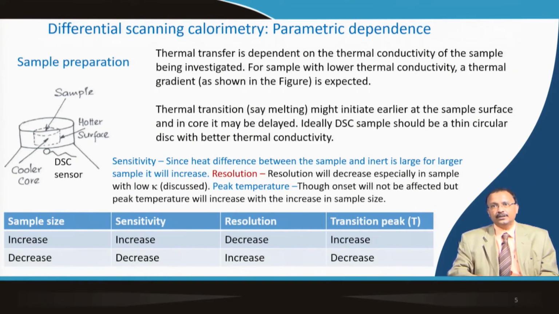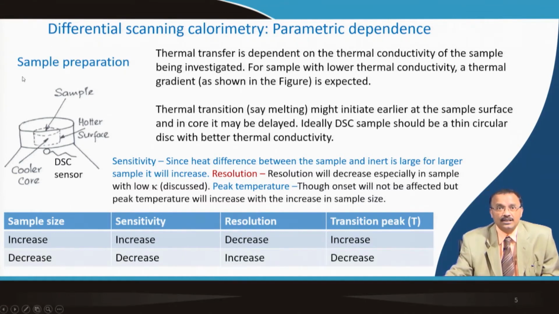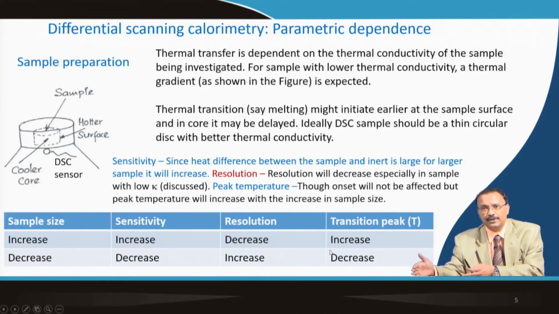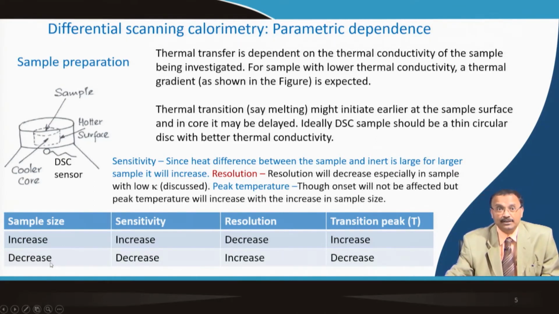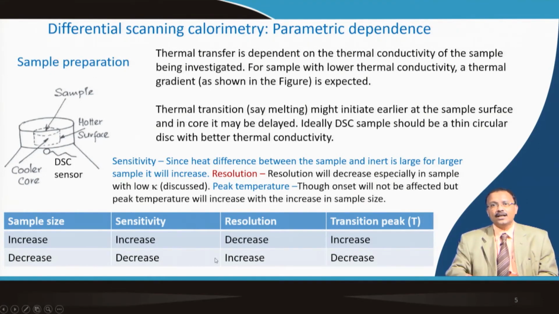Peak temperature onset will not be affected, but the peak temperature will increase with the increase in sample size, because it will take time to melt the whole of it. So, for larger sample size, sensitivity will increase, resolution will decrease, and transition peak will increase to a higher temperature. And the same thing will happen if you decrease it: sensitivity will also decrease, resolution will increase, and for a decreased sample size, your transition peak temperature will be correctly predicted.